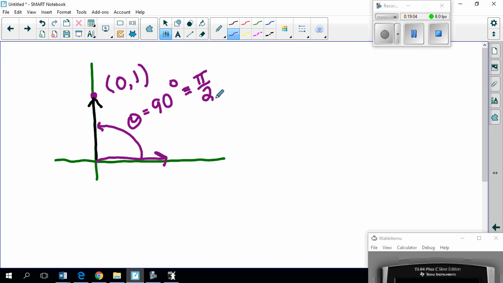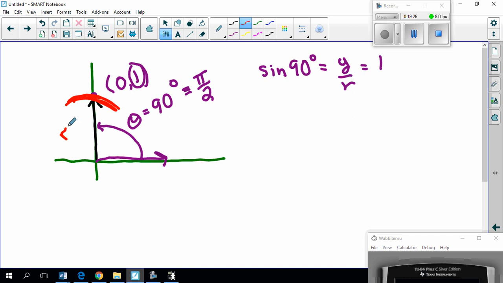But anyway, if I do sine of 90, you're like, wait a minute. It's y over r. Y is 1, but what's the radius? Well, I don't even see a circle. Yeah, you do. Here. Now I see the circle. But the weird thing is the radius equals 1. So it's 1 over 1 is 1. So sine of 90 is 1. Cosine 90 is x over r. So it's 0 over 1 is 0.